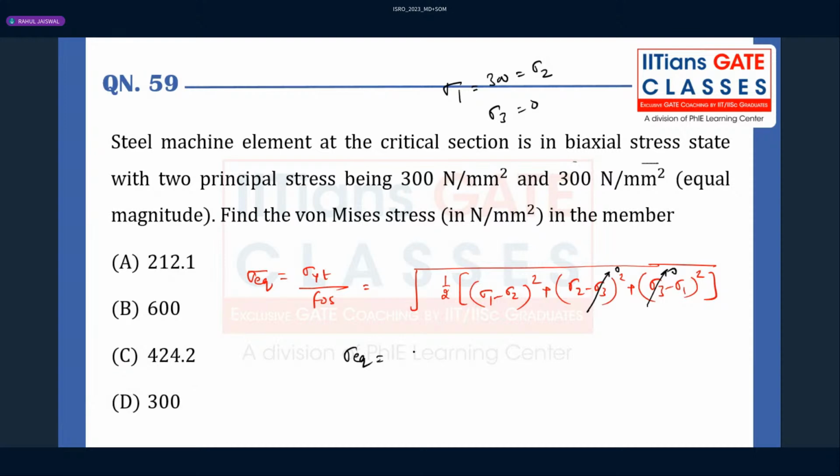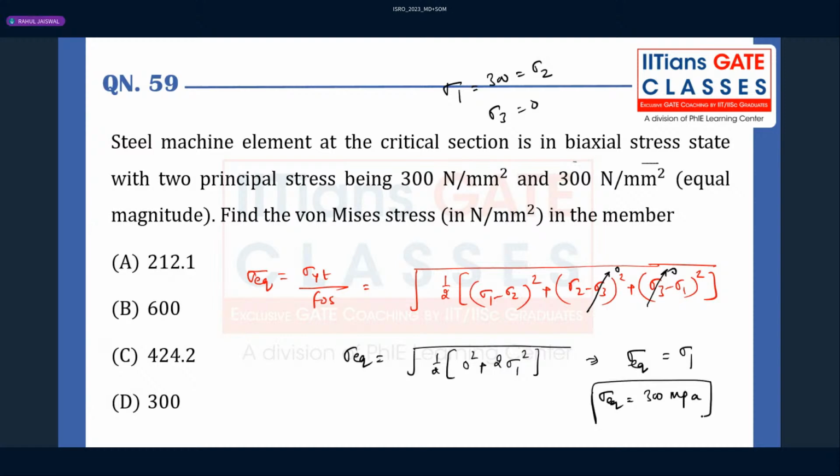So what can you get for sigma equivalent? Half of (sigma 1 minus sigma 2, that is 0, square) plus sigma 2 square plus sigma 1 square, that is 2 sigma 1 square. So finally the answer will be sigma equivalent equal to sigma 1. Sigma equivalent will be 300 megapascal. D should be correct.